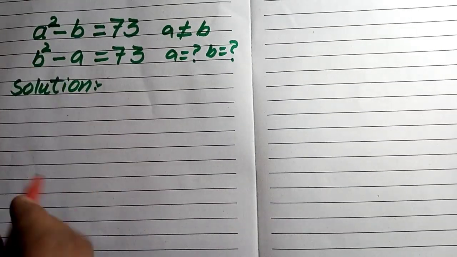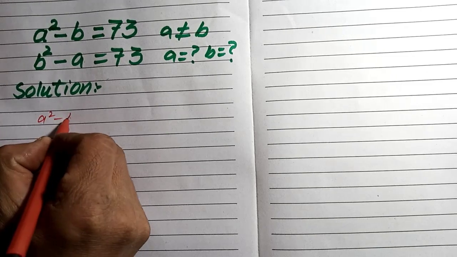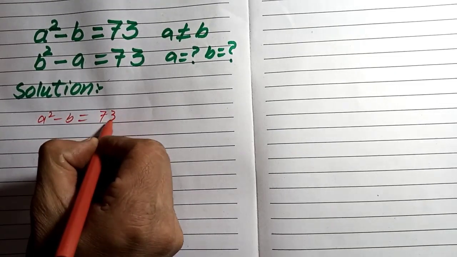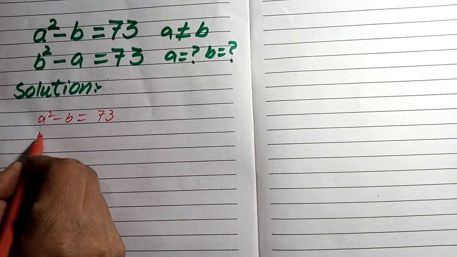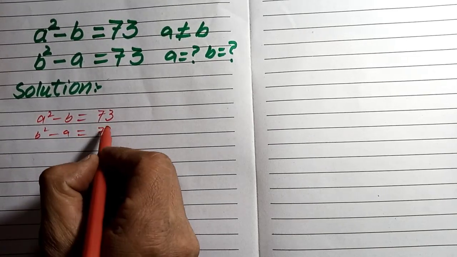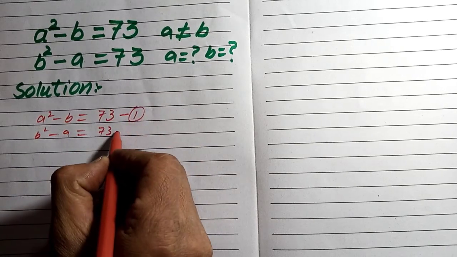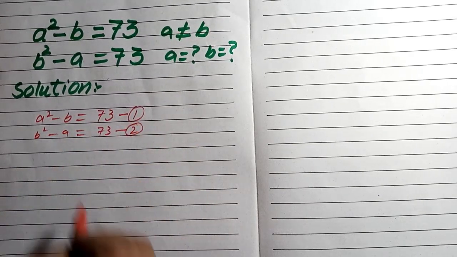So first of all, we can see the question is given: a square minus b is equal to 73 and b square minus a is equal to 73. We can write this as equation 1 and this as equation 2.